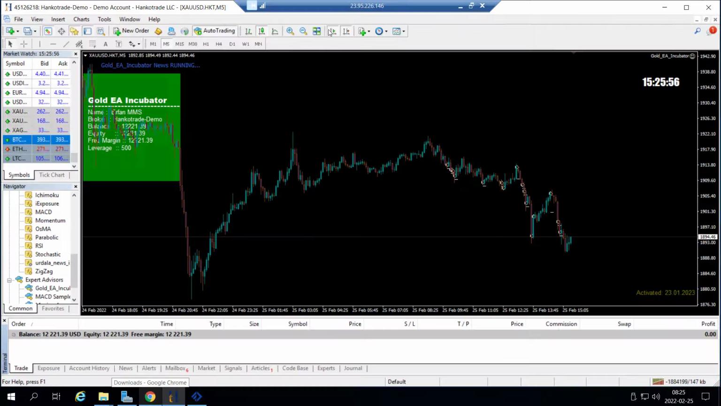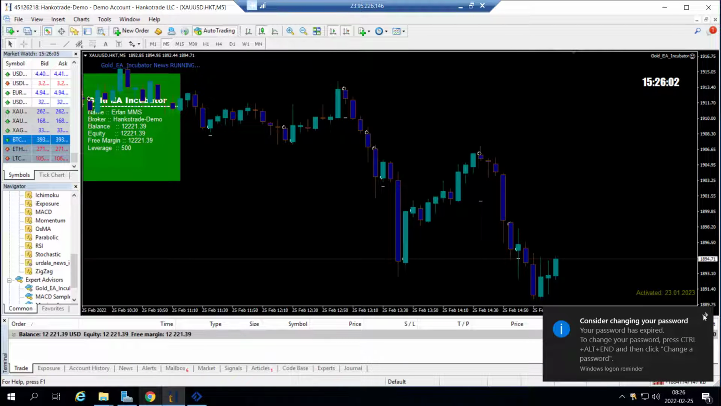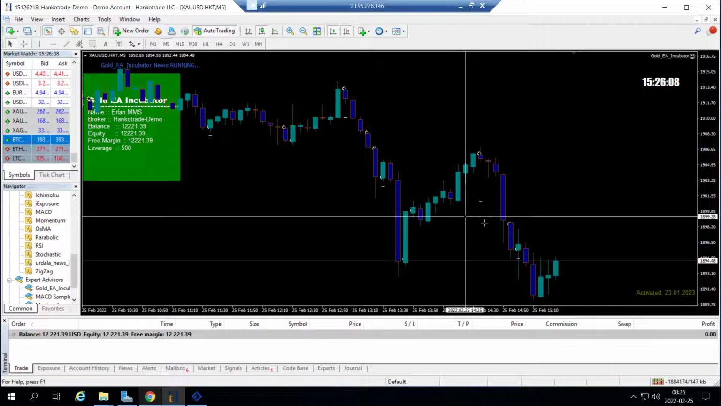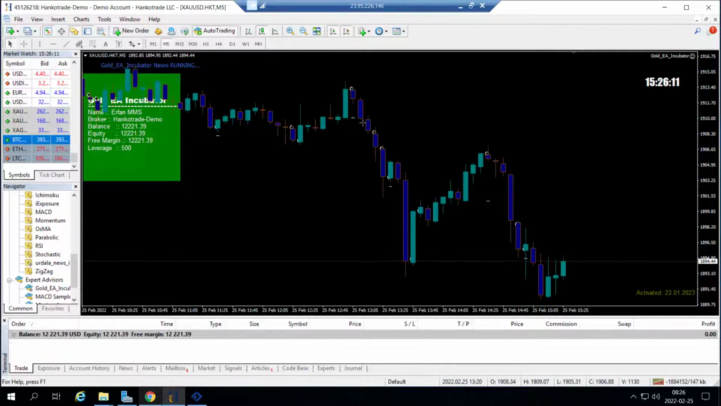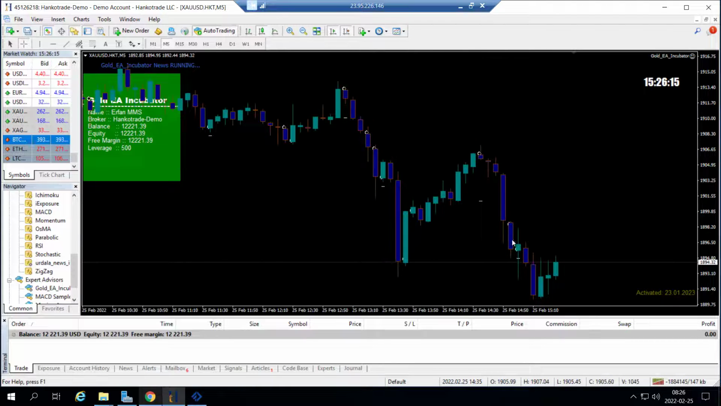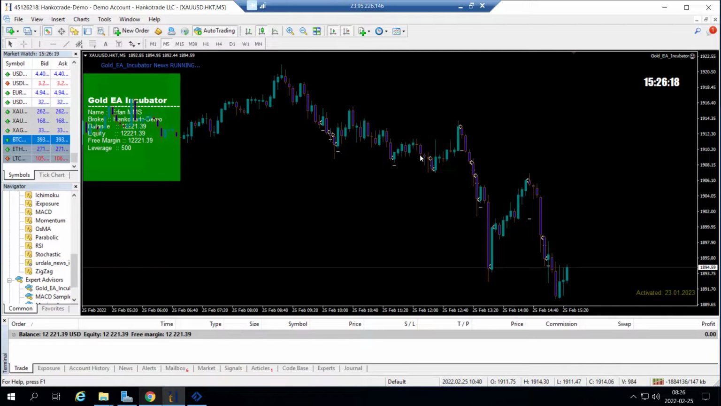So let's take a look at Goldie Incubator, guys, to see what it did exactly during the London session, in the last few hours. And as you can see, these are all the trades that this robot took in the last few hours. This trade, this trade, this trade, this trade, this one, and this one. It's very, very crazy. And also I can see a few of them around this area. This is exactly the London session.